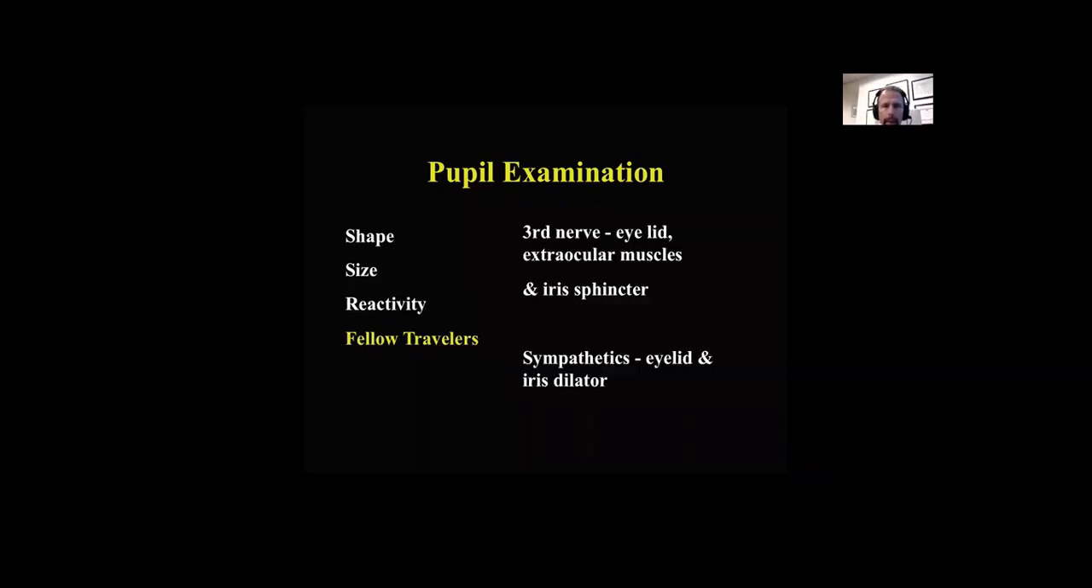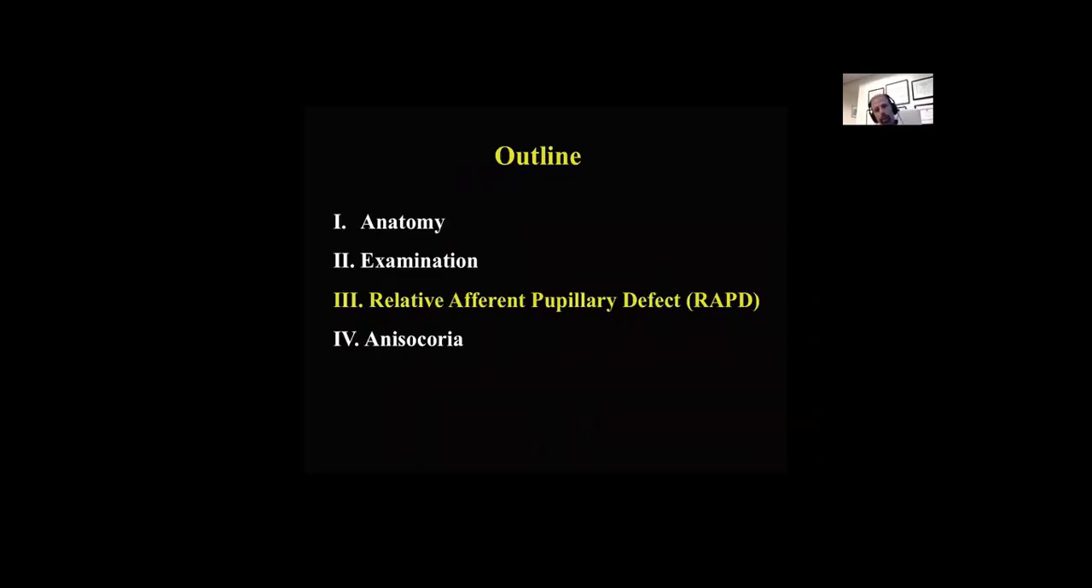And this is the anatomy that we just discussed that I probably don't need to reiterate. All right, so let's move on to abnormalities that we're looking for. And really, when it comes to pupils, there's two main things that we're going to be looking at from a neuro-ophthalmologic standpoint. The first is the relative afferent pupillary defect, also known as the Marcus Gunn pupil, and the second is the various causes of anisocoria.